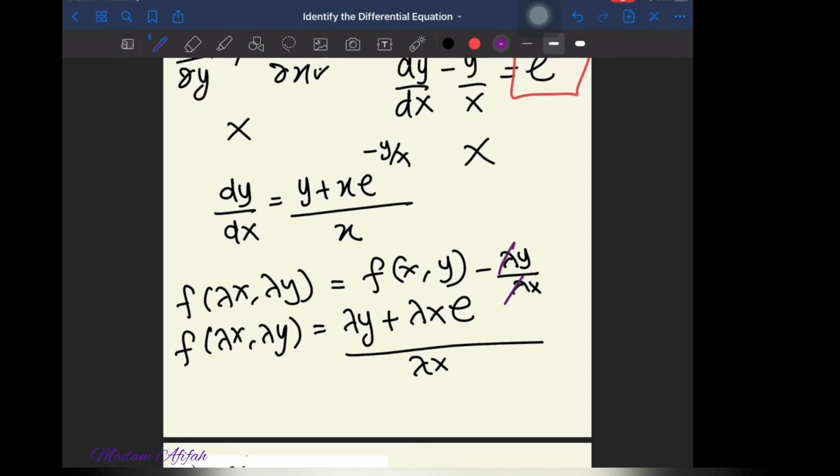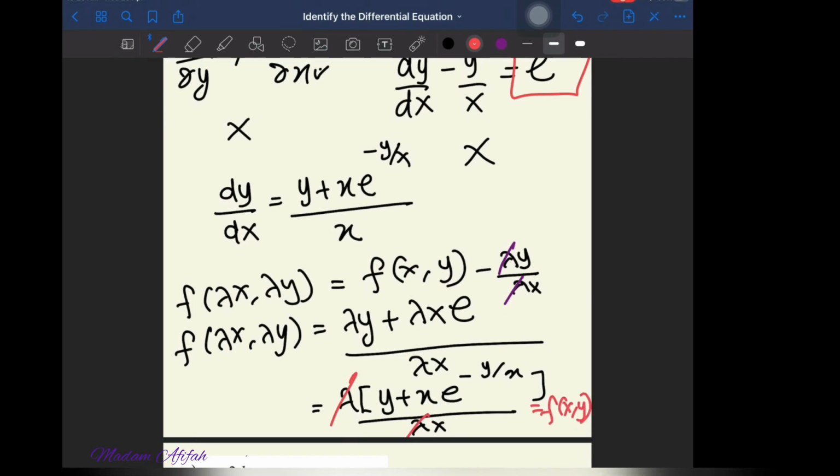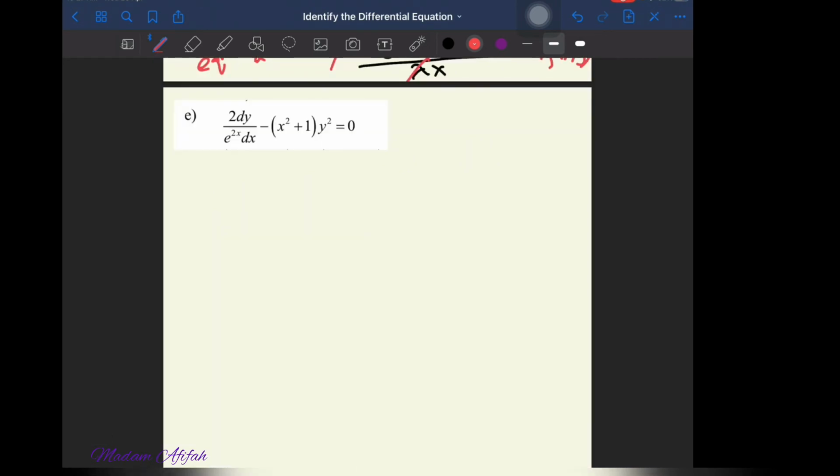So this one you can cancel out, and if we factorize the lambda at the numerator part, you will have λ(y plus x e^(-y/x)) over λx. So this lambda can be cancelled out, so that this is equals to f(x, y). Therefore, this is homogeneous equation. So the next one, E. So clearly, this is not a linear equation.